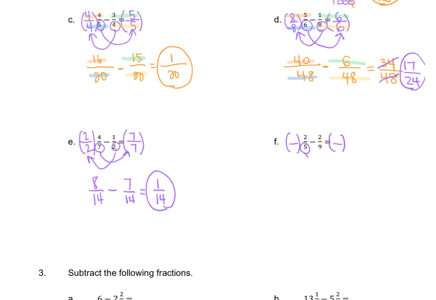Parentheses, 5 to the right, 9 to the left, 9 over 9, 5 over 5, 18 over 45 minus 10 over 45. I have 45 on the bottom. I have 8 on the top. I have no like terms, no factor that I can divide out. So I am done.